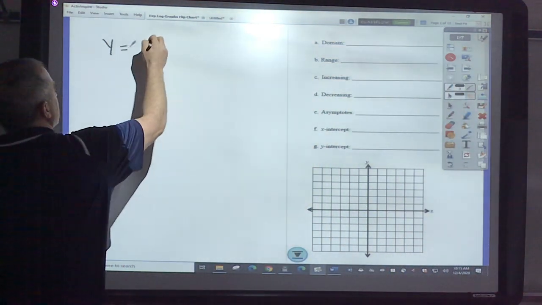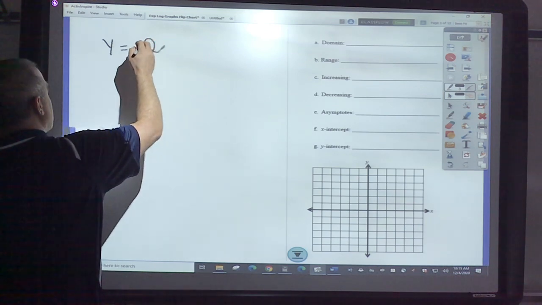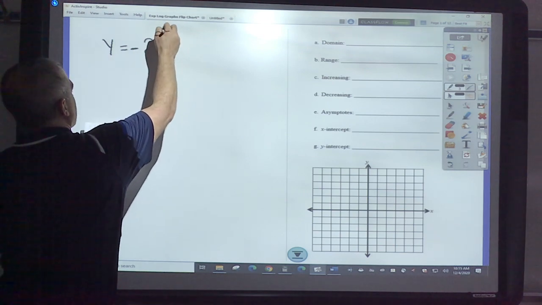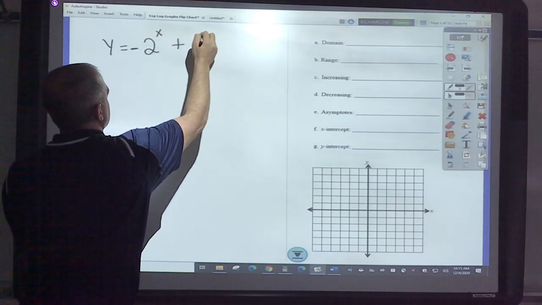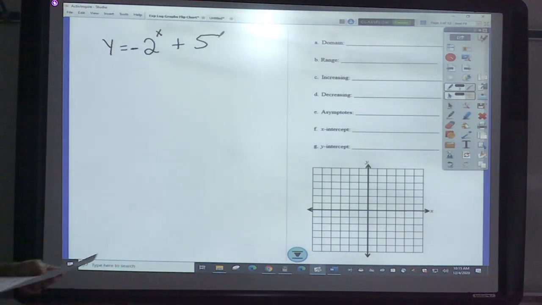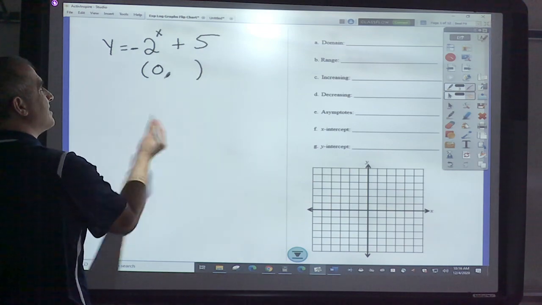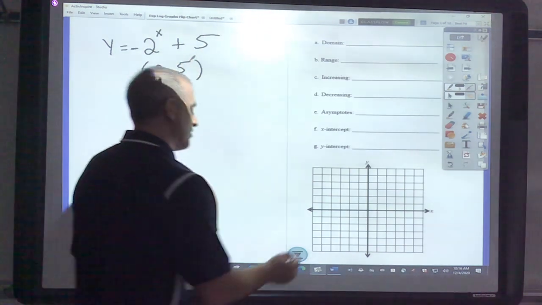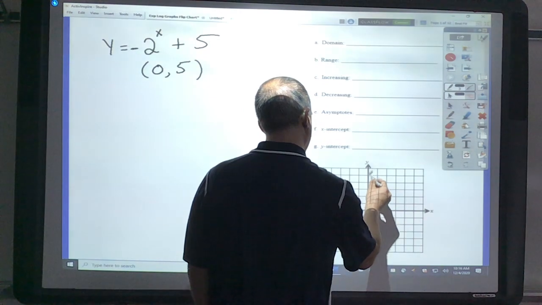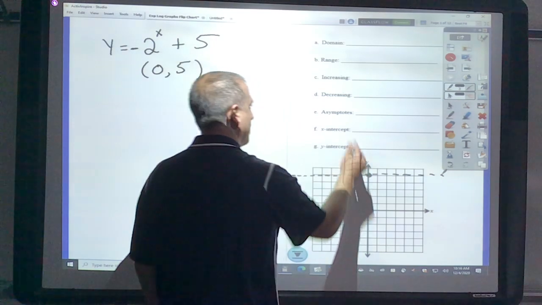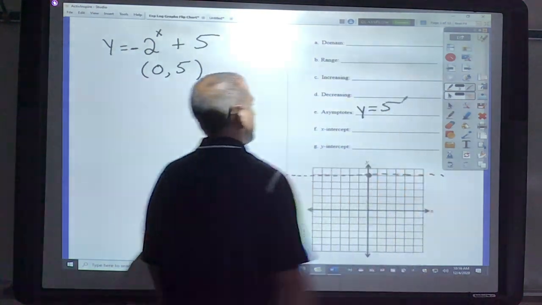Y equals 2, let's put a negative out front, x, let's say plus 5. Okay? All right. 2 to the negative x plus 5. All right, so got to be careful with our anchor point here. There's nothing inside for x, so that would be a 0. The opposite out here would be a 5, so 0 over 1, 2, 3, 4, and 5. Okay, I've got a horizontal asymptote, so that would be through the equation y equals 5.